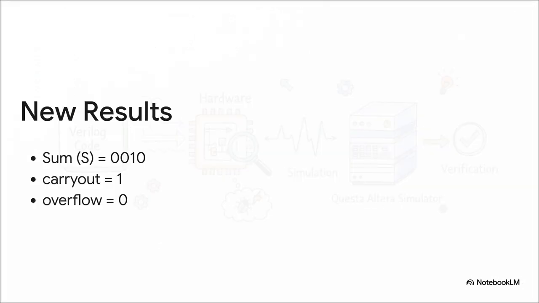Almost immediately, your waveforms will update to reflect the new mathematical reality. With those new inputs, your timeline will now show a sum of 0010, a carry out of 1, but check this out, this time an overflow of 0. You've just successfully iterated your test, proving that your code flawlessly handles multiple, totally different scenarios.